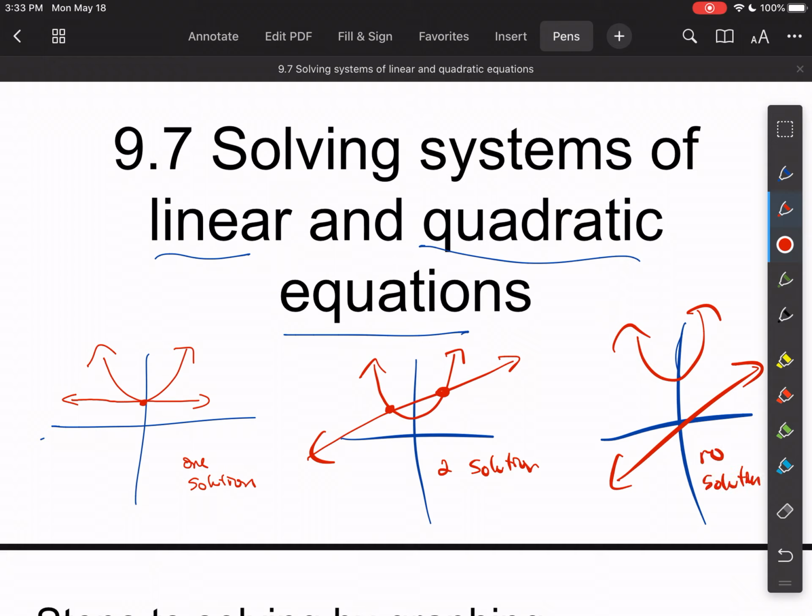Individually, they might have a solution. Like this line would have a solution wherever it crosses x. But when we're talking about a system, the solution of a system is always where the two things cross, where the two pieces cross. So where we have two different graphs that cross each other.